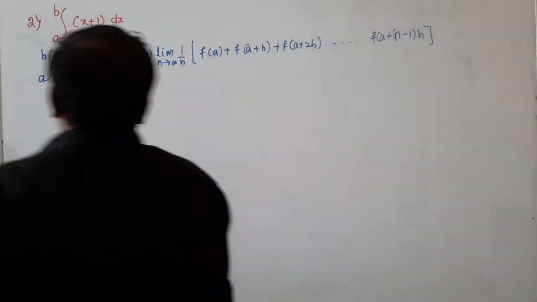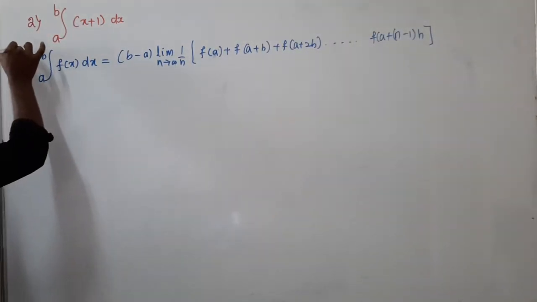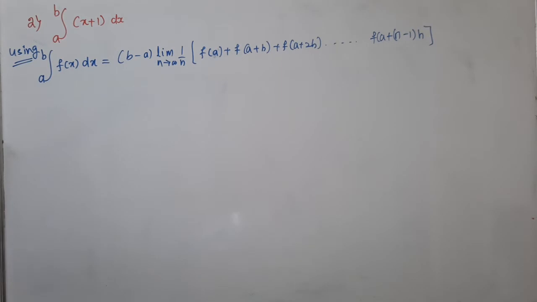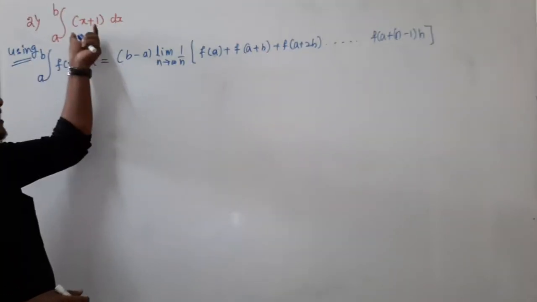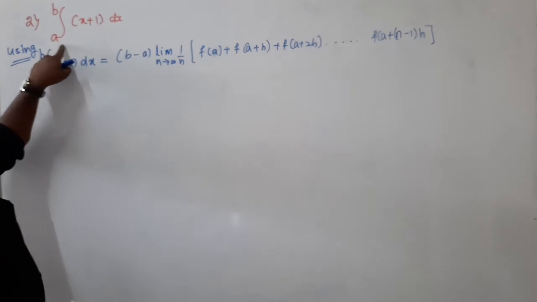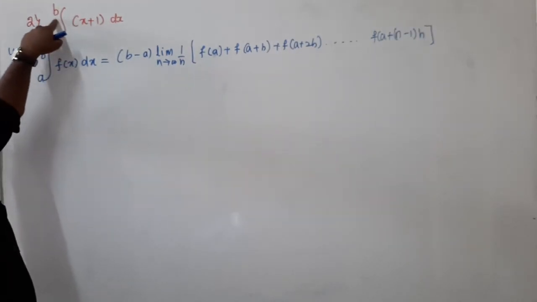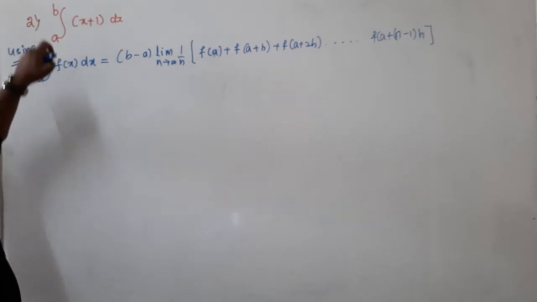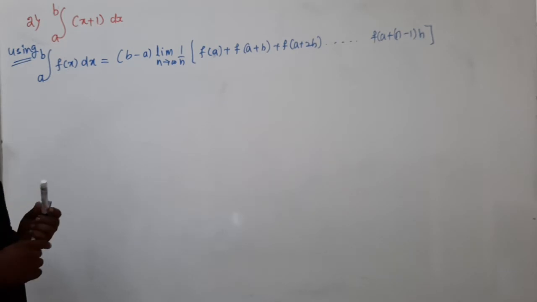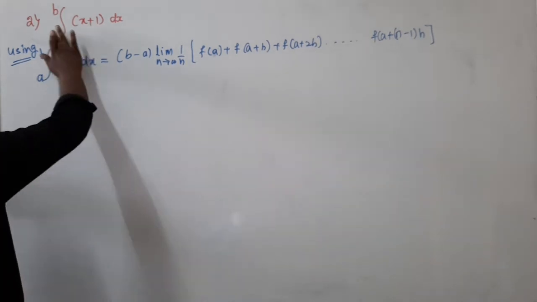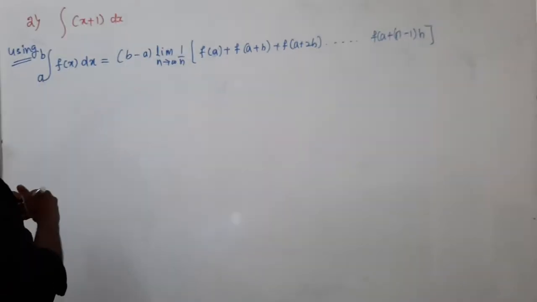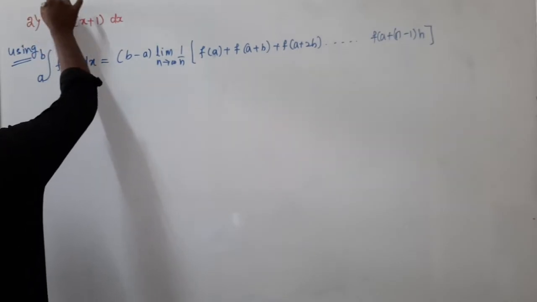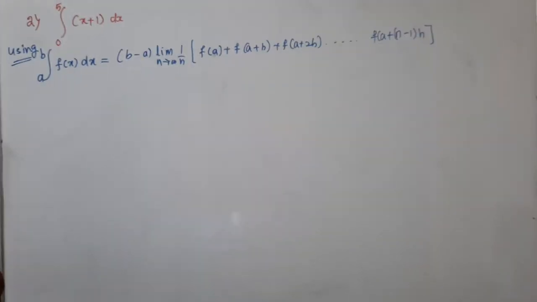Using the formula for the limit of a sum, we have to find the definite integral of x plus 1, where the lower limit is a and the upper limit is b. First we have to take the limits they have given. Here they mentioned that the limits are 0 and 5. The lower limit is 0 and the upper limit is 5.